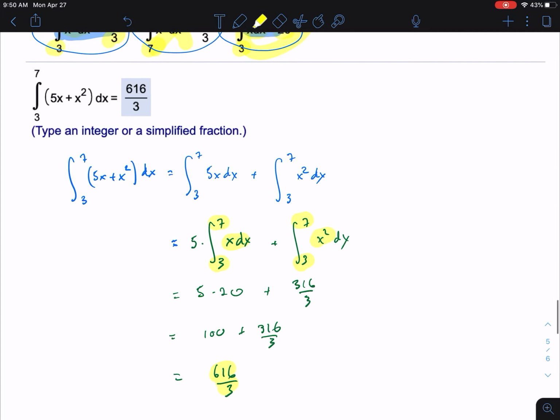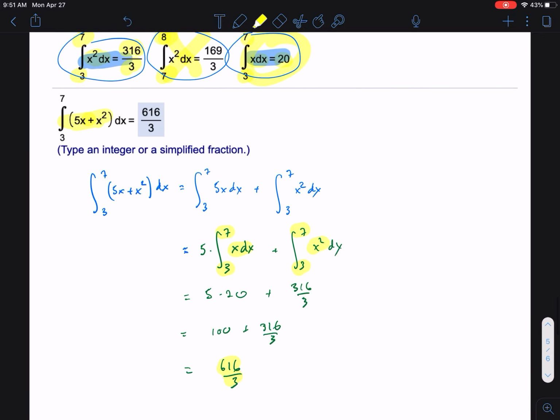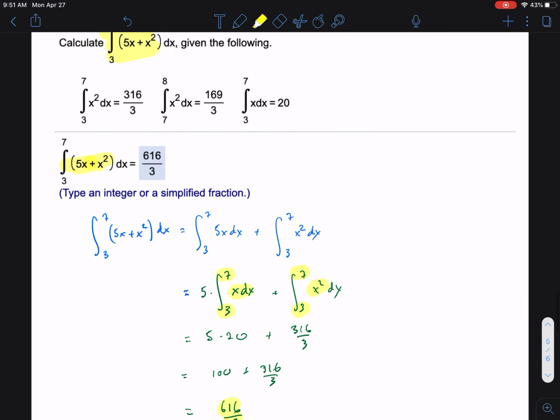That's our answer. That's our area under the curve of 5x plus x squared from 3 to 7. In the next lesson, we're going to have to get these answers ourselves. Let's say we're given an x squared function. We can evaluate this and find out what the actual area from 3 to 7 under the x squared is, and that's going to be 316 over 3. So we're going to learn how to do this. I'm going to show you the steps to do this. So this is kind of leading to the next lesson. Okay.